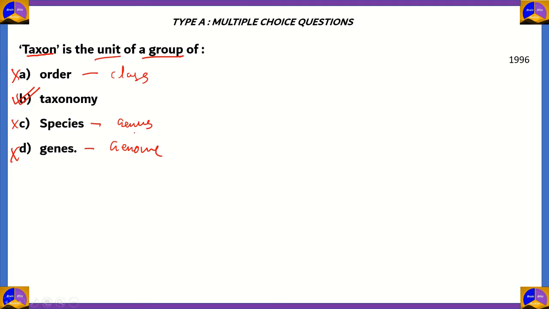So the most appropriate option would be option B, taxonomy, because the word taxon can be used for any group. You can use it for order, you can use it for species, you can use it for phylum, etc. You can't use it for genes because they're not part of the taxonomic hierarchy. So therefore option B is the correct option for this question, which was asked in 1996.